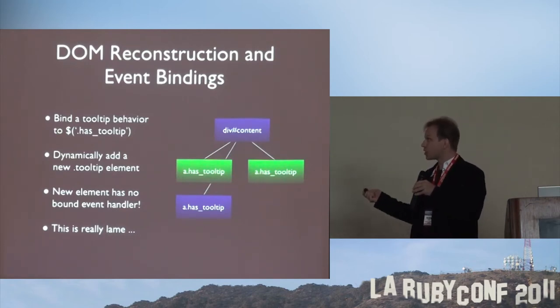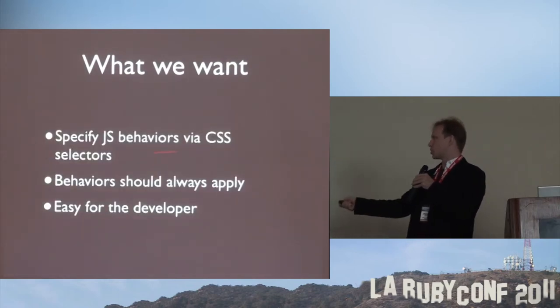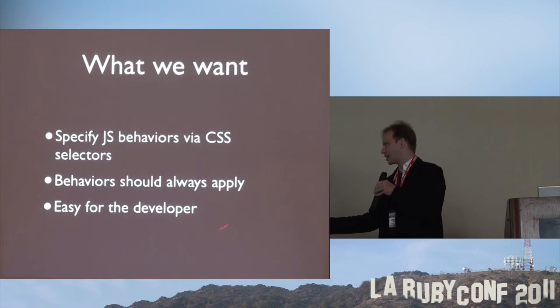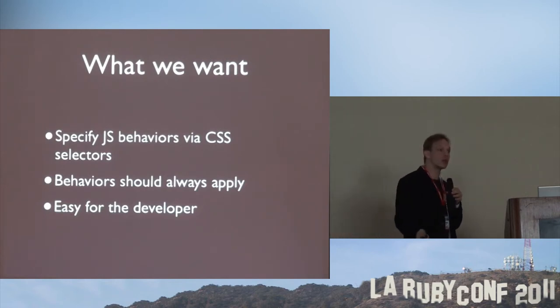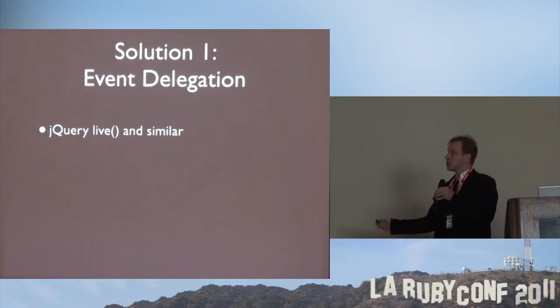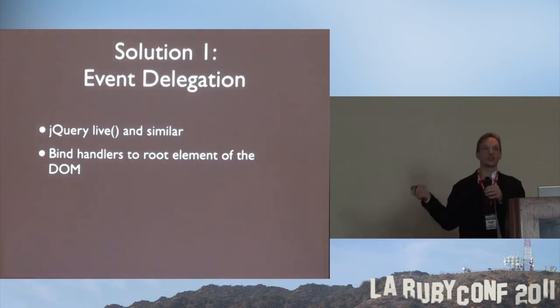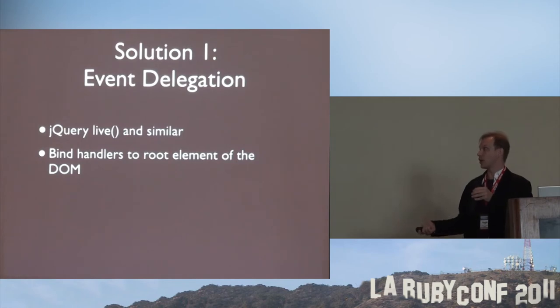Now, a lot of you may be thinking, what we'd like is for this to happen for you, and we'd like it to be easy. A lot of you may be thinking we already have event delegation. So we've got jQuery live. This allows us to run all of our event binders. The way this works is we bind all of our handlers to the root of the DOM, rather than to the elements themselves that we care about.